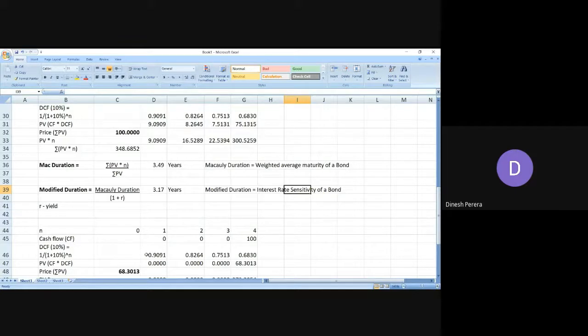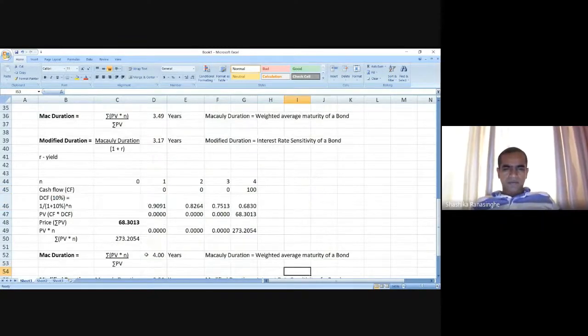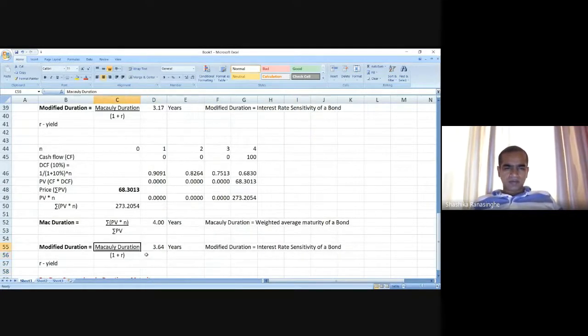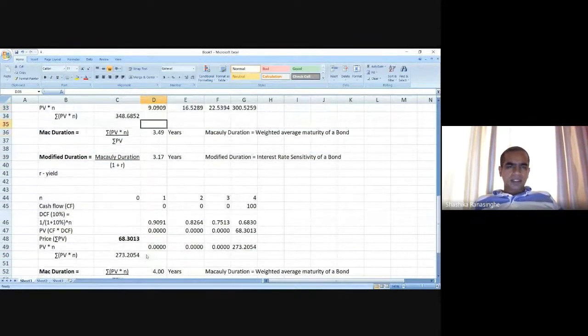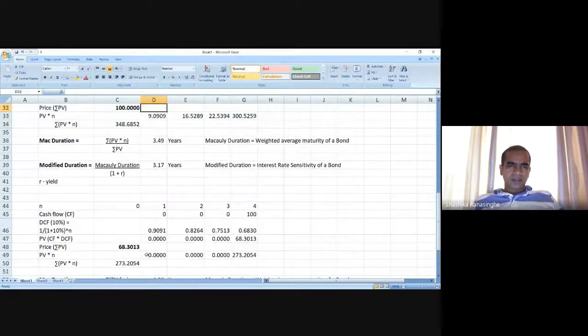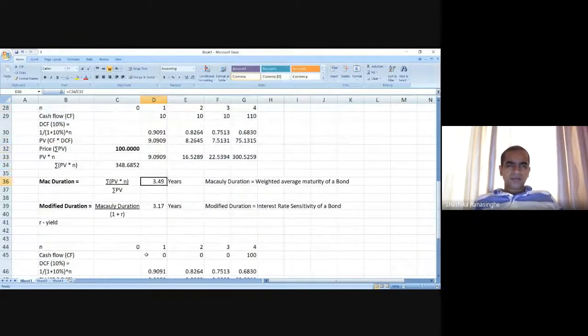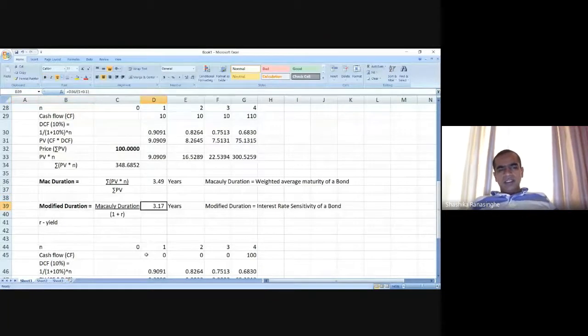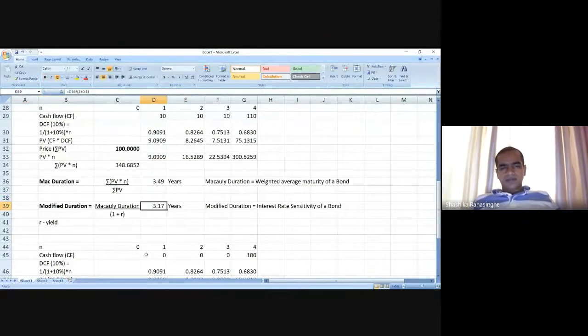3.64 years. 3.64 is this, right, duration. Well, it's actually 3.49 years. 3.49 years. Because what is the interest rate sensitivity of this bond?